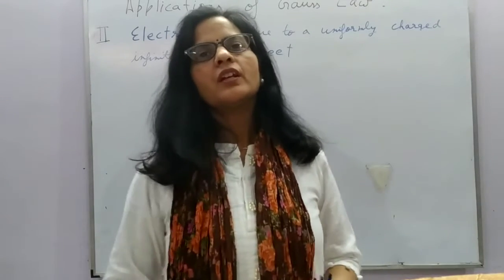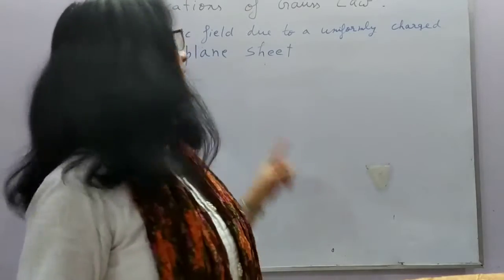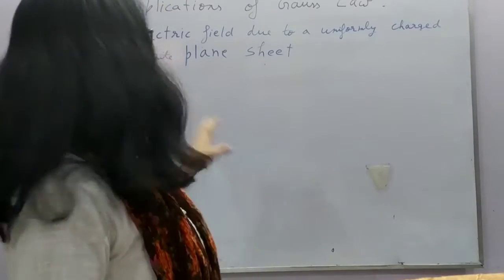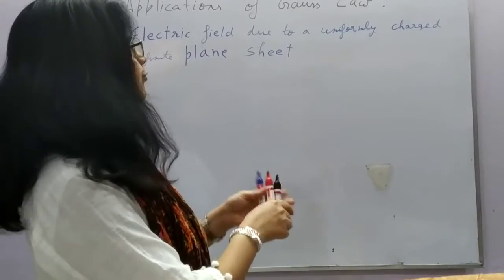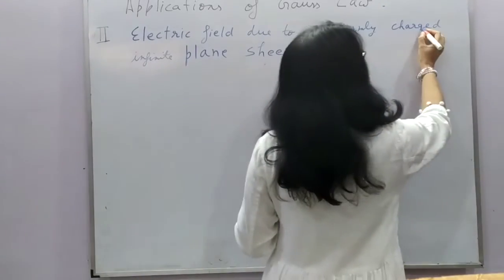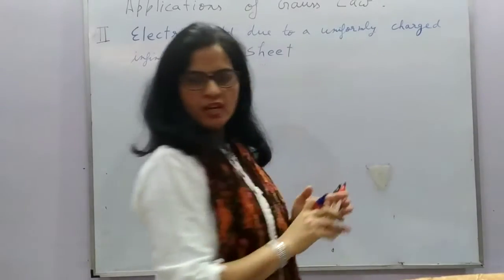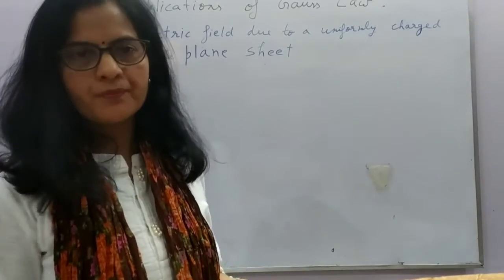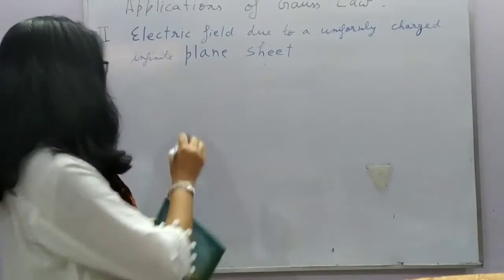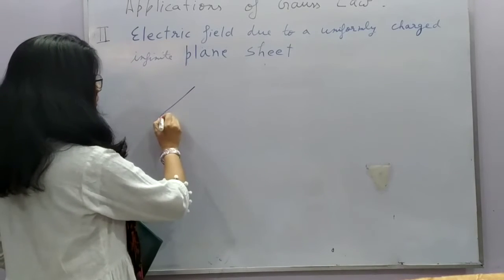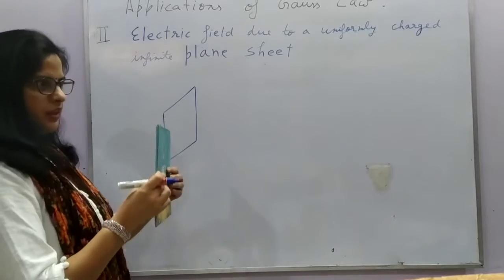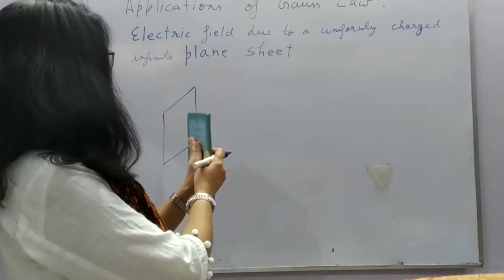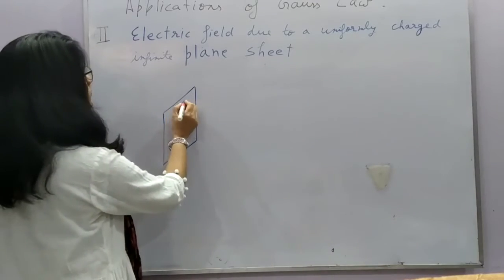Good morning, children. Today we will study the second application of Gauss law, that is the electric field due to a uniformly charged infinite plane sheet. Let's take an infinite plane sheet, a part of which is shown here. Let's take this as the plane sheet which is uniformly charged.